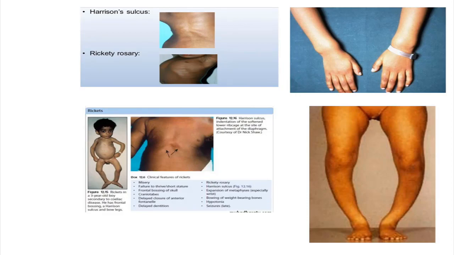And this is what is called the valgus deformity of the legs. These are some of the clinical features of rickets.